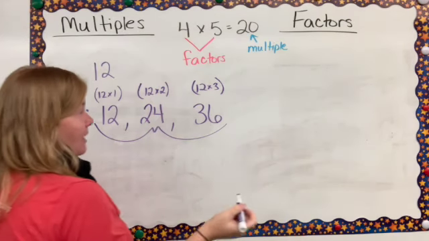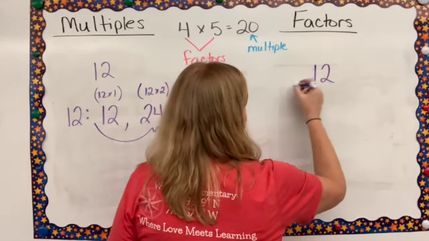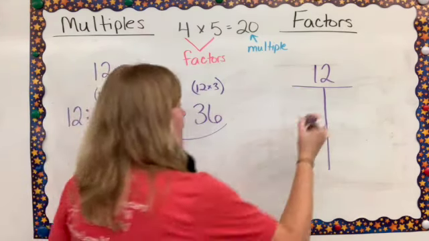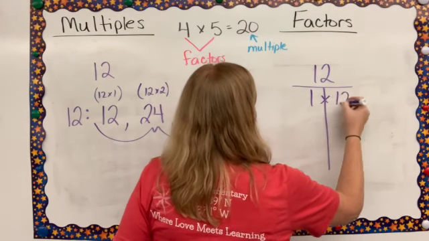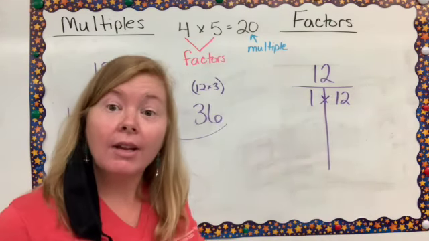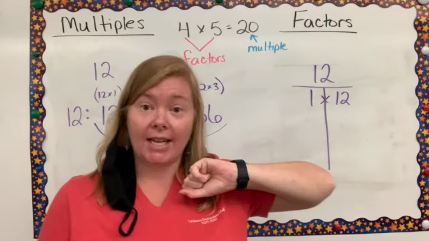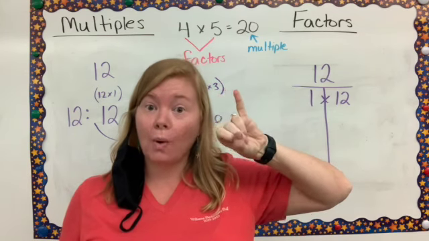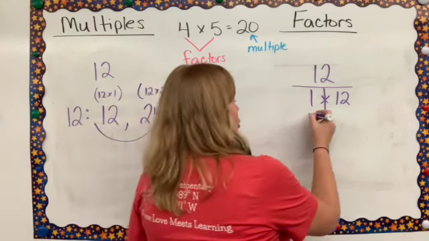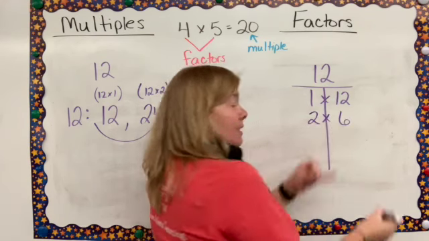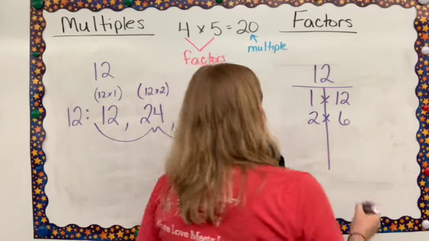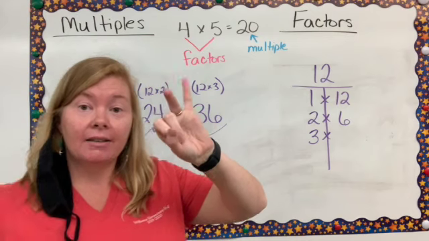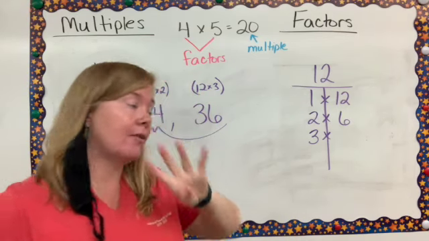Let's move on to factors. Put 12, make my T-chart. Always start with what? Yes, 1 times 12. And then we need to test out every other number until we get to 12. So start testing with 2. 2, 4, 6, 8, 10, 12. Ooh, I said it. So that means 2 times 6 because it was the 6th multiple. Now I've got to test 3. Let's see. 3, 6, 9, 12. Perfect.